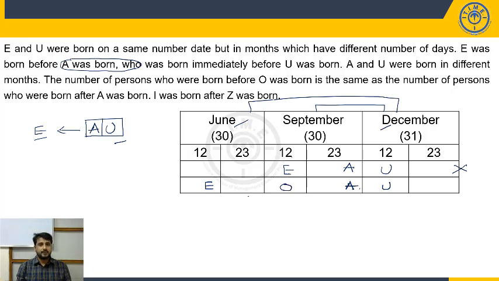So it is valid. I was born after Z. We have only 2 positions. Those 2 positions are fixed. That's it. Now let's answer the questions.